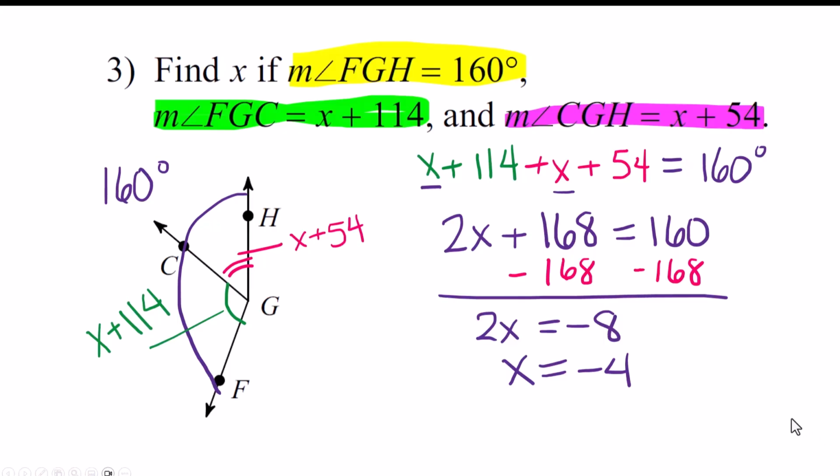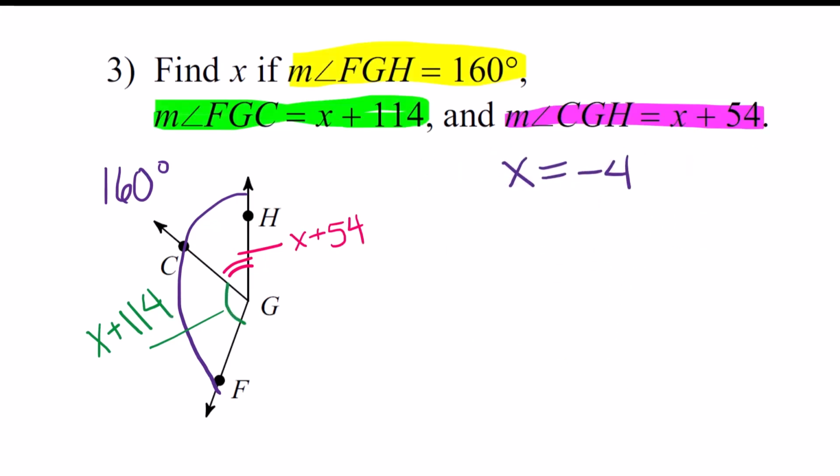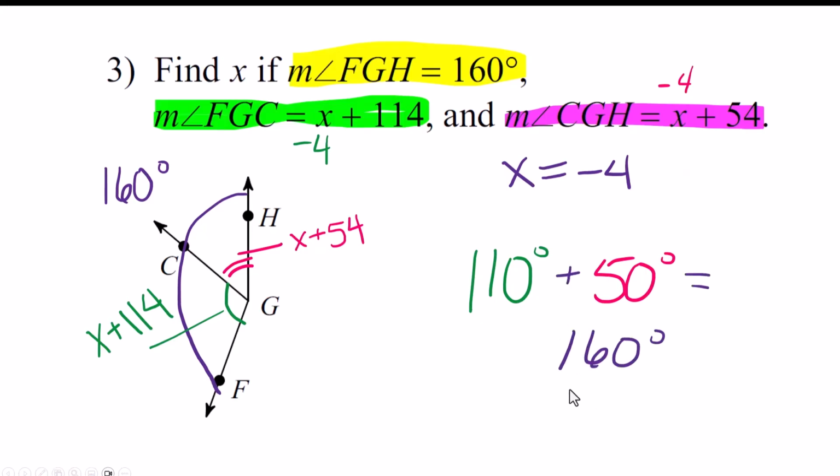That is the correct answer, but sometimes when you get negative answers in geometry, it's kind of unnerving. So watch me check this. If x is -4, that means this would be a -4. And when you put a -4 with a 114, you get 110. When I put a -4 with a 54, I get a 50. When I add these two things together, you get the 160, which is what you're supposed to have.